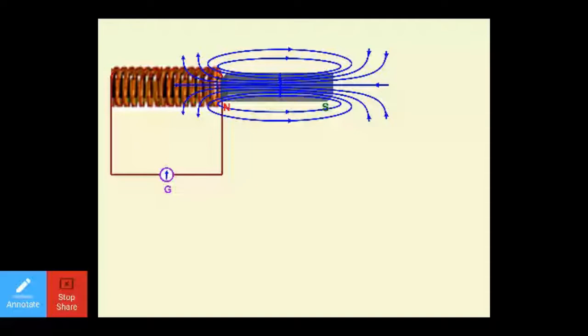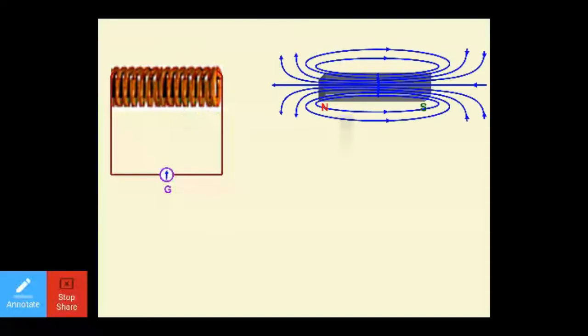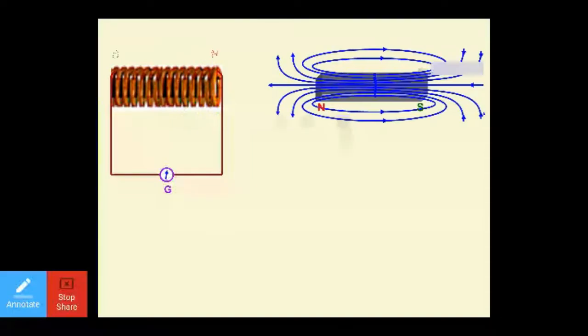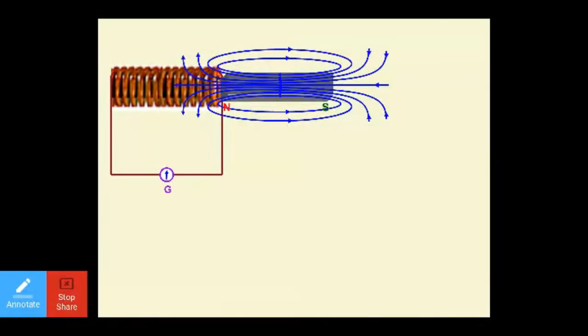Just check it out again. North was coming closer to the coil, north was getting developed. Right? Once again.